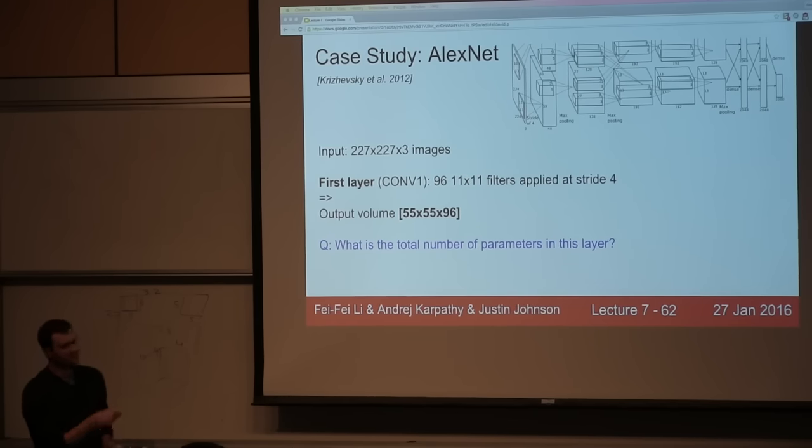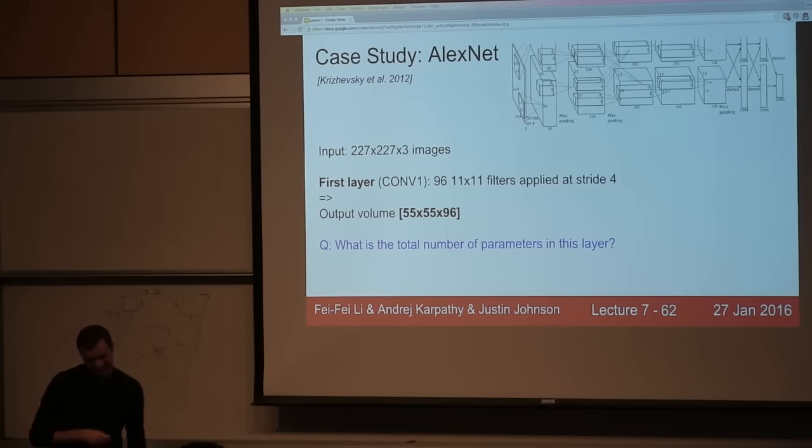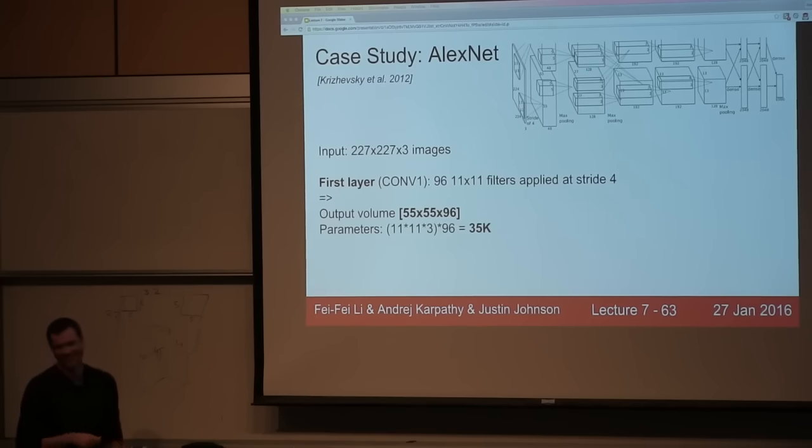What is the total number of parameters in this first convolutional layer? Maybe you can't compute that. That is kind of difficult to compute, so I didn't expect you to do this in your head. It's 11 by 11 times 3, because every one of these filters is 11 by 11 by 3 channels. There's 96 of them. It's roughly 35,000 parameters.